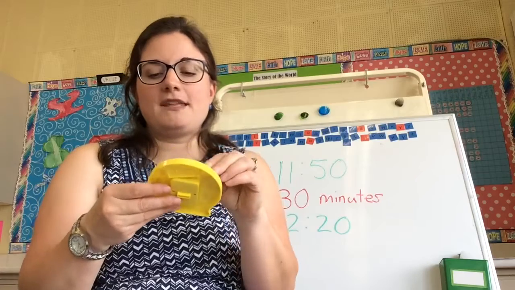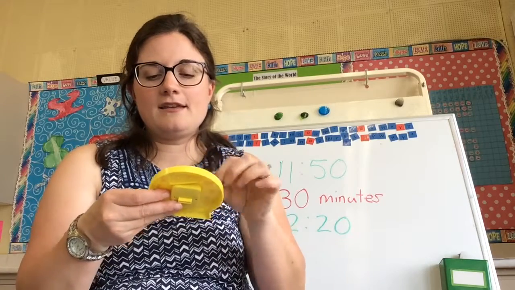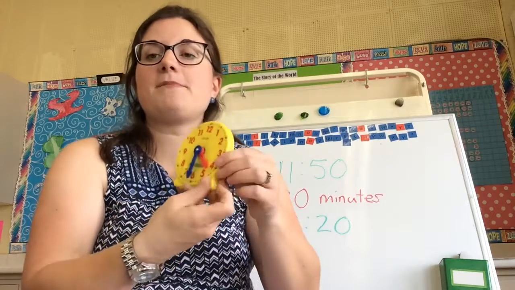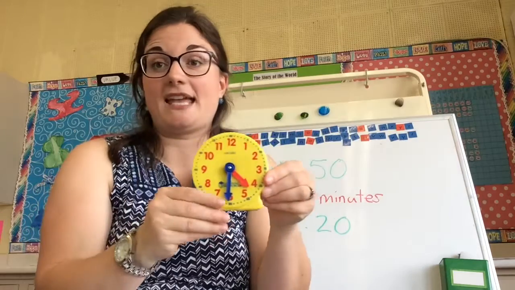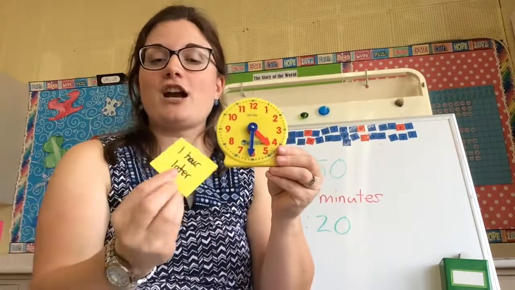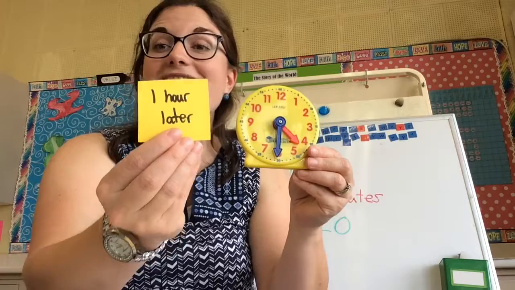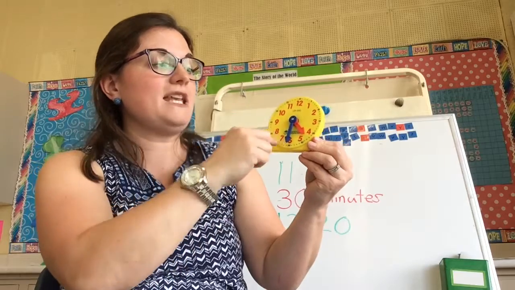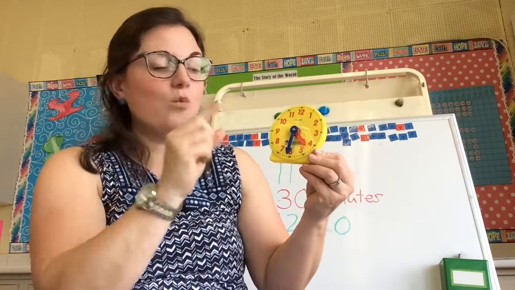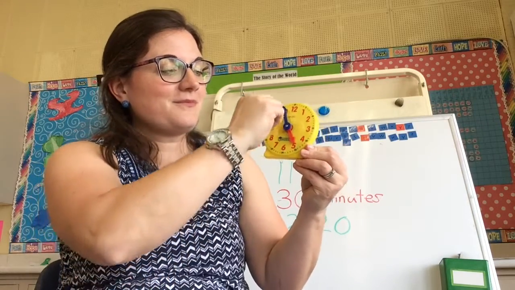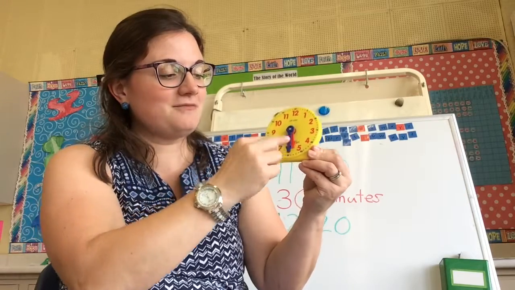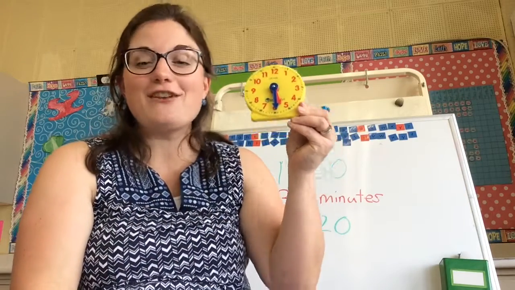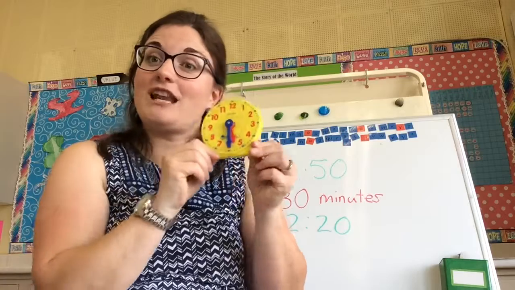Okay, now set a new time. You can pick a new time. Maybe I'm going to pick 4:30 this time. You get to pick. Then turn over another card. What does this one say? 1 hour later. So I'm going to set my clock to be 1 hour later. 1 hour is the blue hand, the minute hand going all the way around once. What time is it now? It's 5:30.